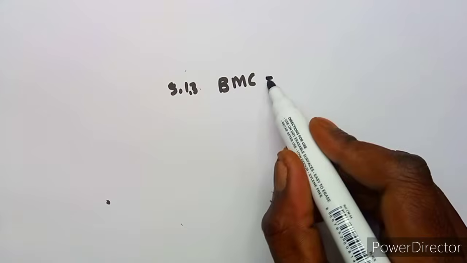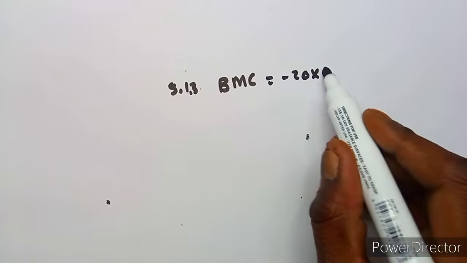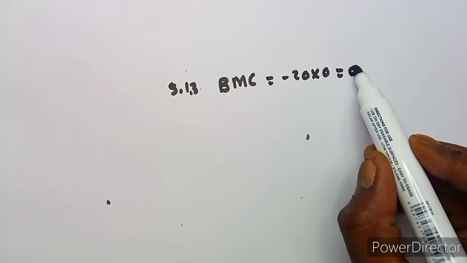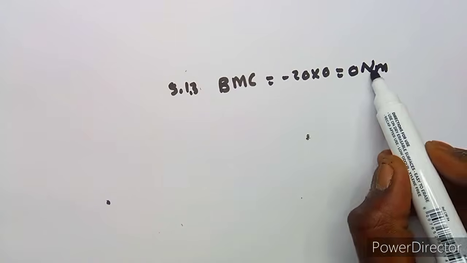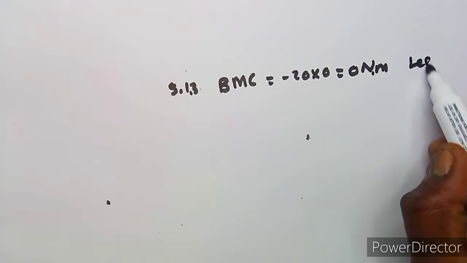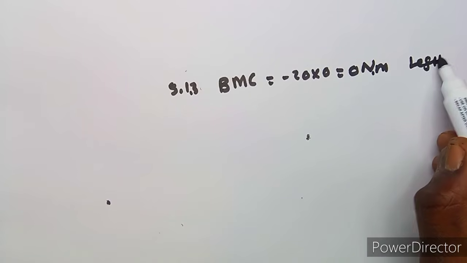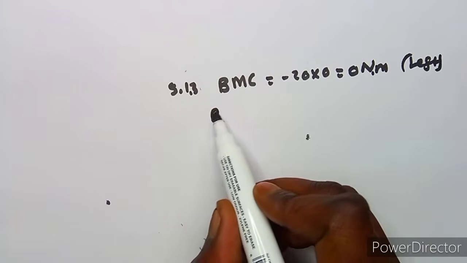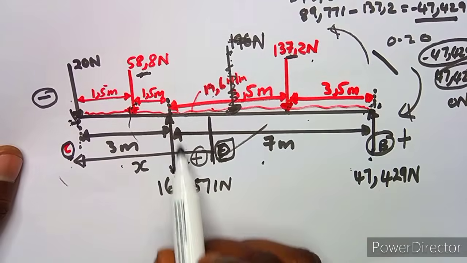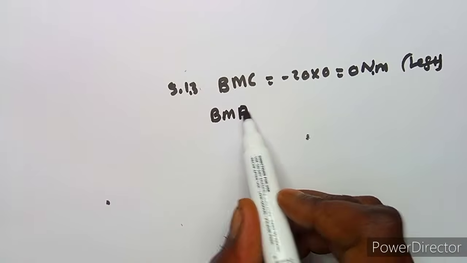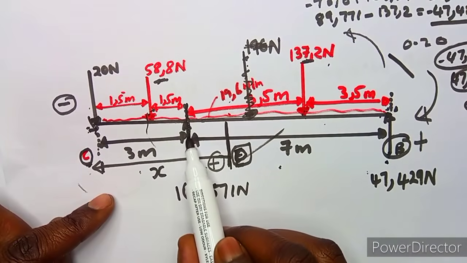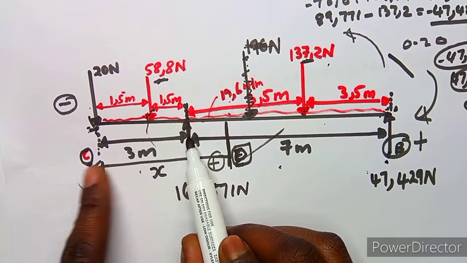So it's minus 20 multiplied by 0, which is going to give us what? This is Newton and this is meters, so it's going to give us 0 Newton meter. That is our bending moment, and this one we have taken it from what? From the left. All right, anyways, let's move on to the bending moment at what? At A, which is at this support at A. So at A, this is what is going to happen. There's a distance of 3 meters to A. So this is what we have at A, guys.